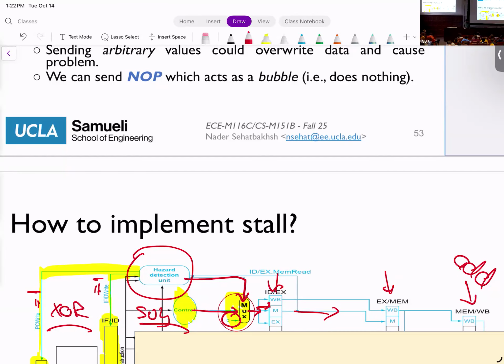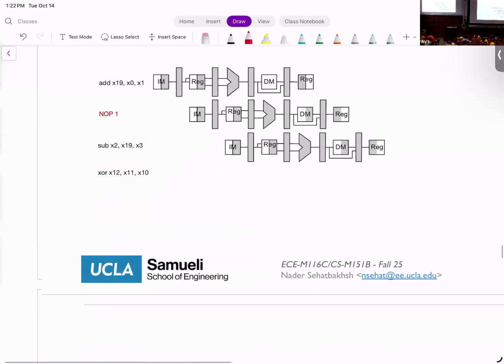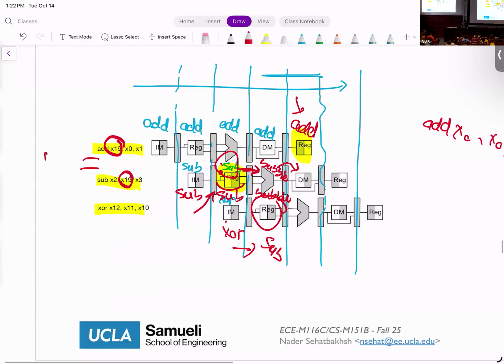If you do it in software versus hardware, how much slower would that be? It would be exactly the same, right? If I insert two no-op instructions here, then in terms of timeline, it would be exactly the same. The difference would be that the software needs to go through the entire execution of the program, detect all the possible dependencies, and insert these. So it would be a little bit slow to do this for a very complicated program.